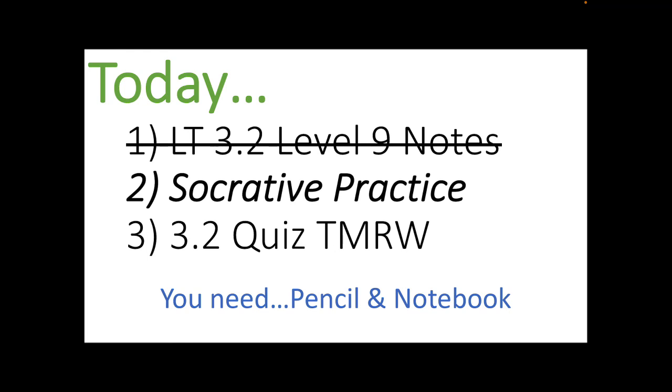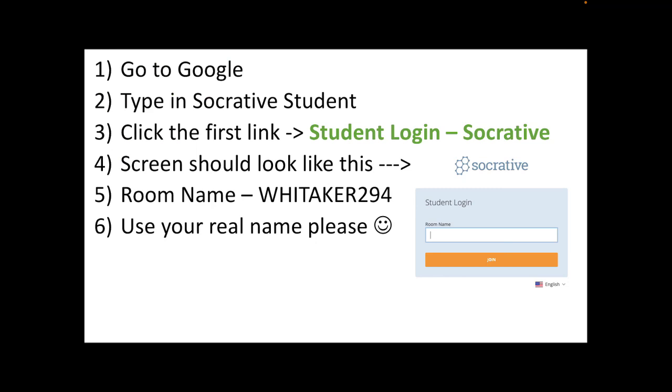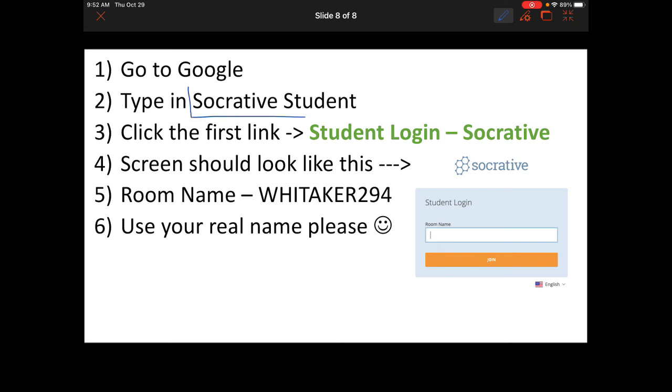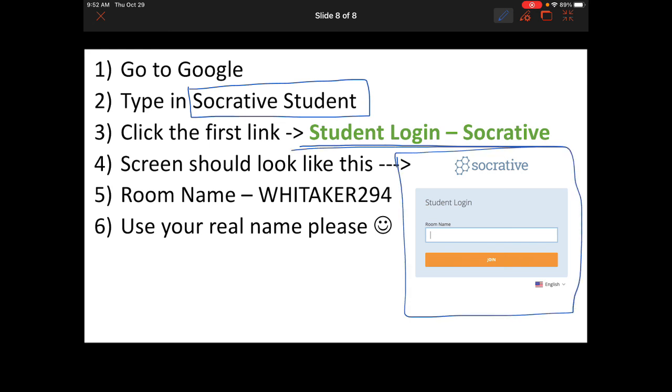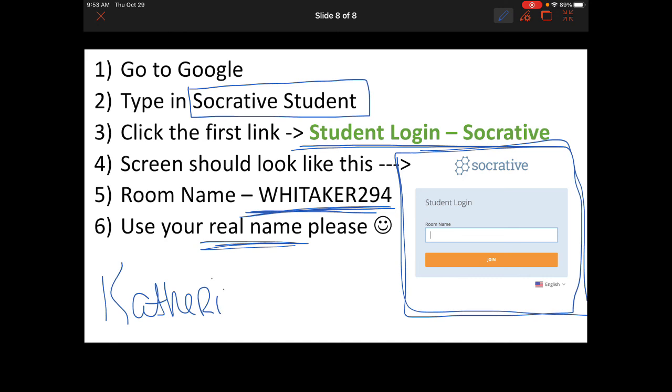Now I would love for you guys to do the Socrative practice. It's multiple choice. Here are the directions on how to get there. Just go to Google, type in Socrative student. Click on the first link. It's going to say student login Socrative, and your screen should look like this. Your room name is Whitaker 294. And then please use your real name, first and last name. So I would type Catherine and then Whitaker to get started.